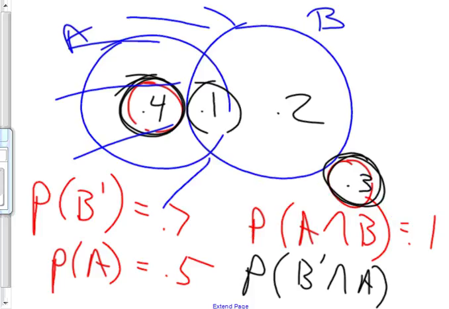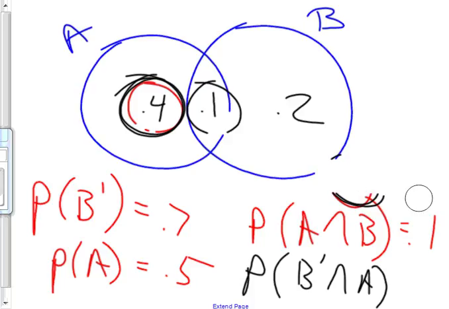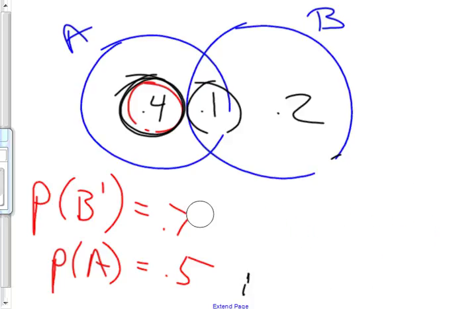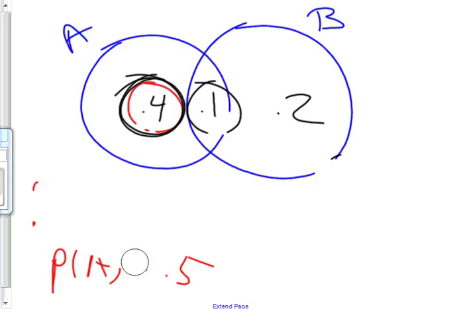I'm going to say given. Given that the person, this is apples and bananas, given that the person likes apples, what's the probability that they do not like bananas? Given that the person likes apples, what's the probability they do not like bananas?